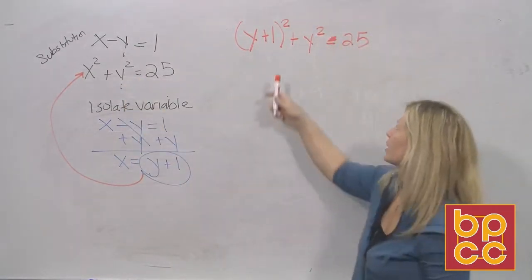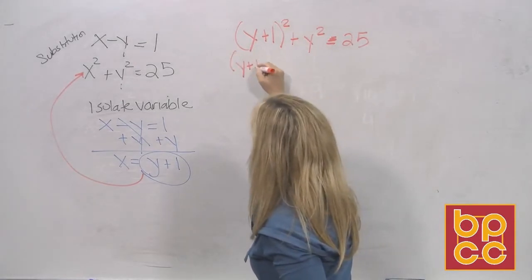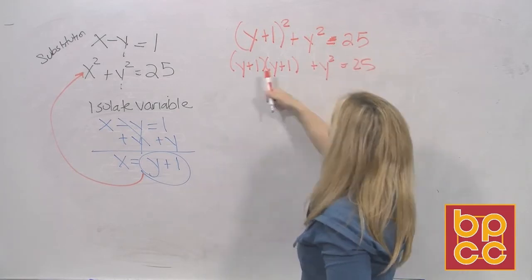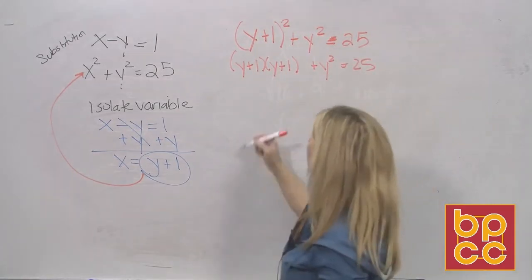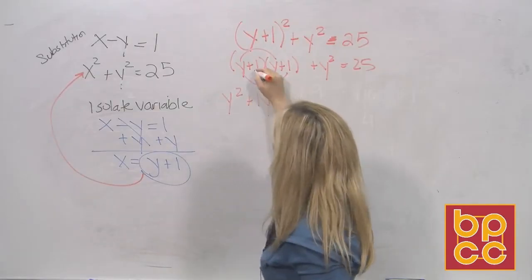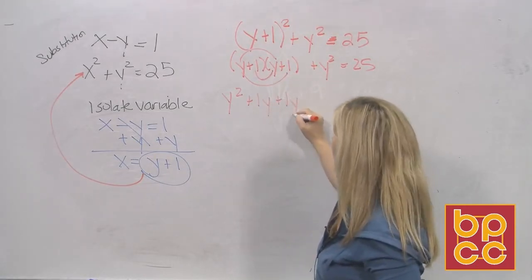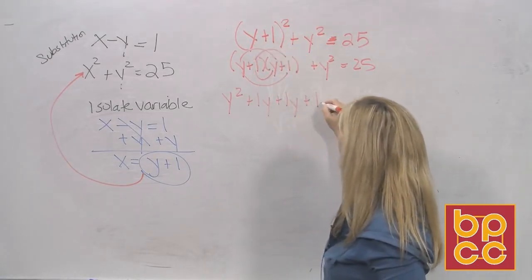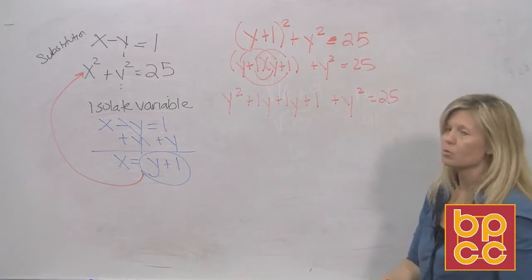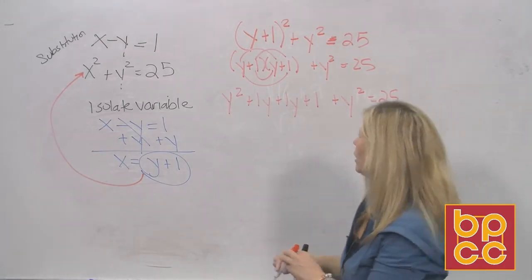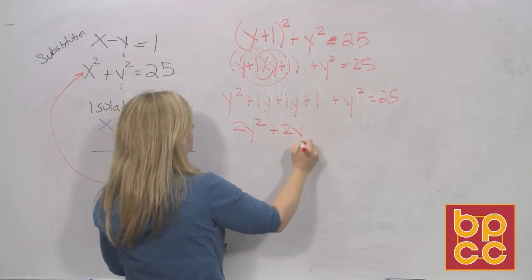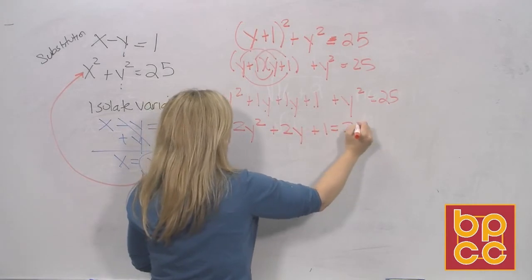Now our algebra skills kick in. Squaring means to write it twice. To multiply a binomial times a binomial, we do our FOIL. So y times y is y squared. Y times 1 is 1y. 1 times y is 1y. 1 times 1 is 1. You know when you do FOIL, you're supposed to collect your like terms. We also have a y squared and the y squared, which happens to make 2y squared. Y plus y is 2y, plus 1 equals 25.